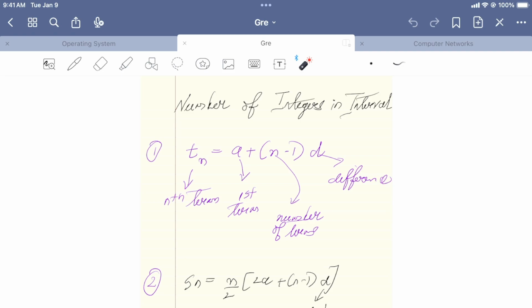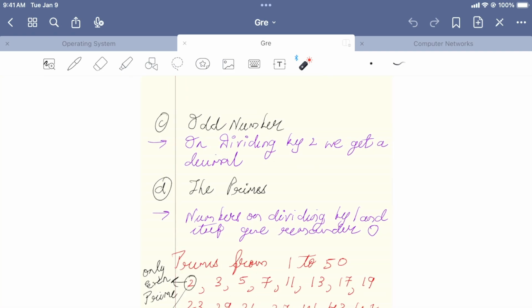Now sum of numbers. Remember, when we are talking about arithmetic, we will always be dealing with AP. We do not need to know geometric progression or harmonic progression for that case. Sn is n by 2 times (2a plus (n minus 1) times d). Now n is basically the number of terms. Remember, n is always the number of terms. a is the first term, d is the common difference, and Sn is the sum of the n terms in the given interval. Odd numbers I've already told.